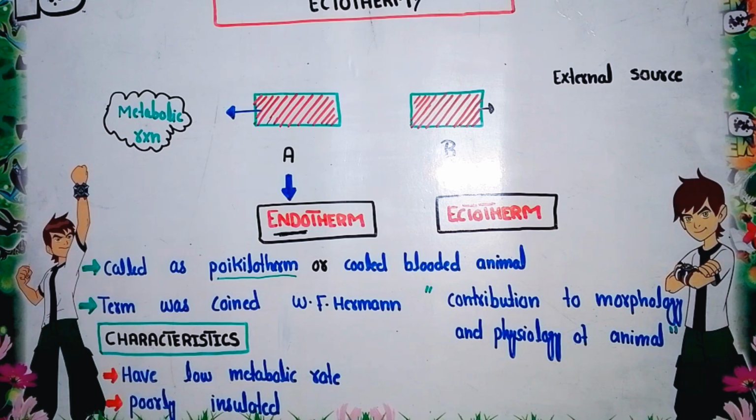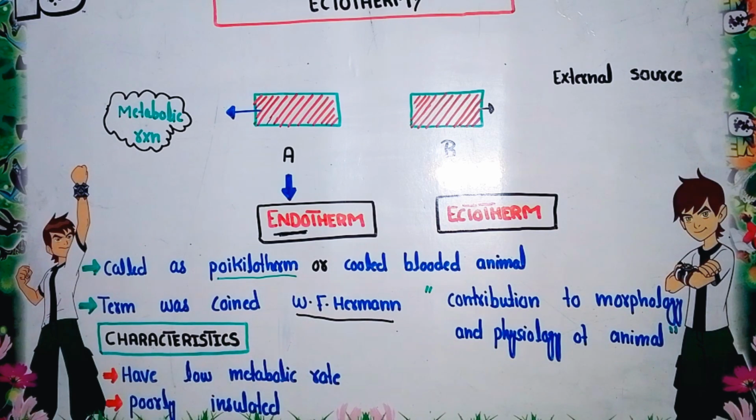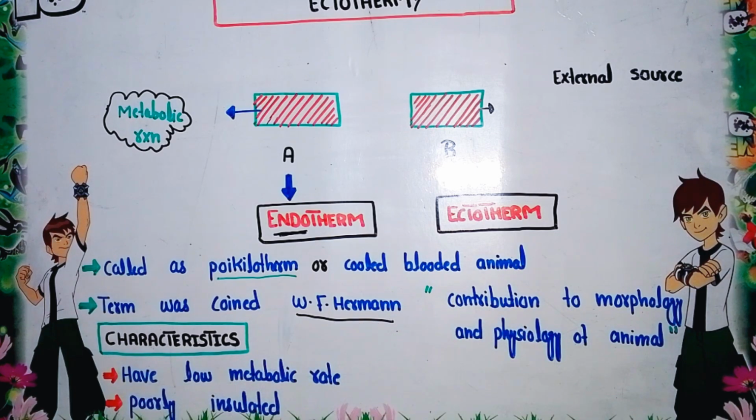Now, the term ectotherm was coined by the scientist Wilhelm Friedrich Hermans. In the English translation of his paper, Contribution to the Morphology and Physiology of Animals, he coined the term ectotherms. Now, what are the important characteristics of ectothermic animals?